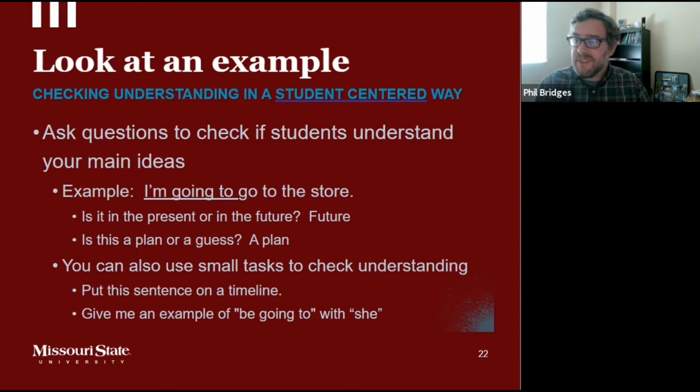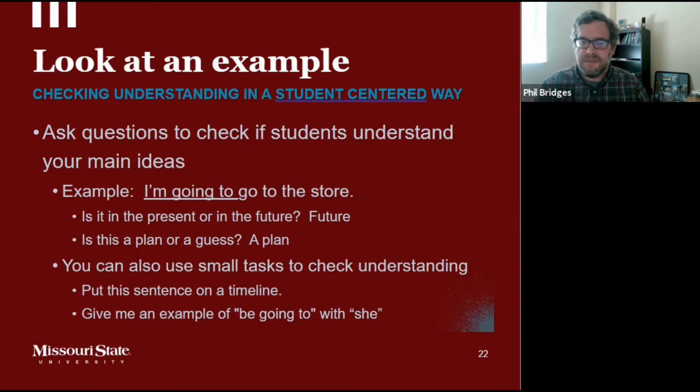And then I could ask, is this a plan about what's going to happen in the future, or is this a guess about what is going to happen in the future? And they would need to say, okay, this is a plan. So if they can answer both those questions, then they really understand. So I'm not just assuming my students are following me, I'm really taking the time to check.